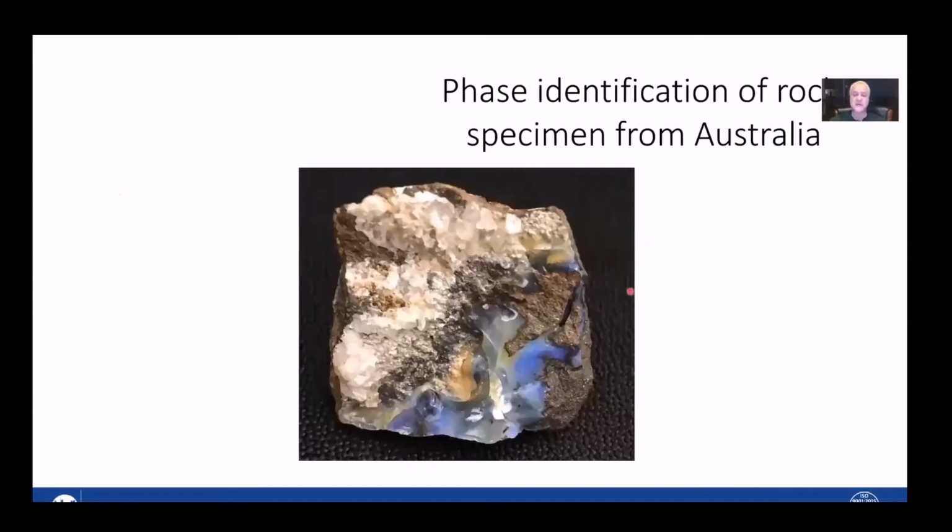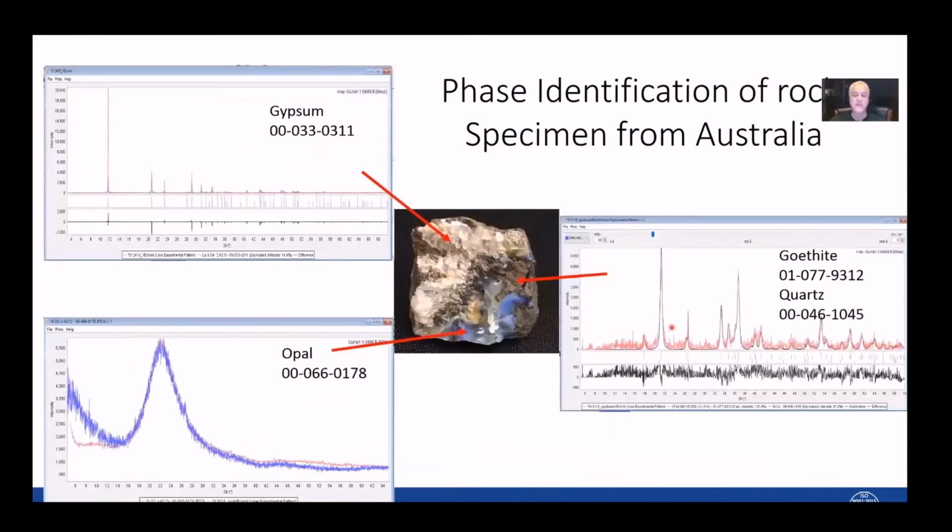Ultimately, you look at things to say, can I do identification? And here's a rock specimen from Australia. And if diffraction data are collected in 3 different areas, can we identify the components of this rock? Using the powder diffraction file, yes, the white crystalline material was identified as gypsum. We have the area here that contained both goethite, iron oxide hydroxide, and quartz. And the area right here is opal. And we have opal patterns in the powder diffraction file. So you can overlay the raw data with the reference pattern in the powder diffraction file and confirm, in fact, you have an opal containing material.